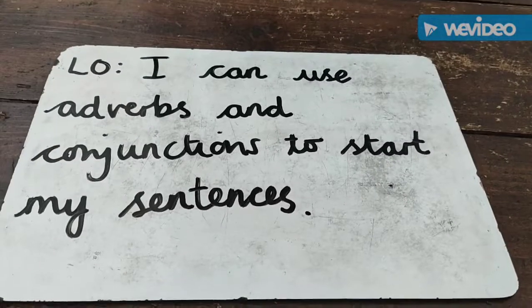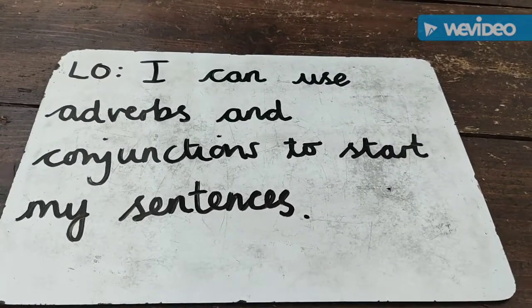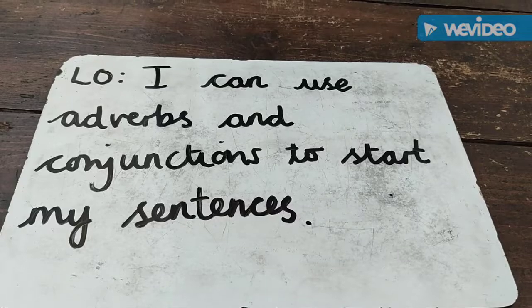So the learning objective today is I can use adverbs and conjunctions to start my sentences. So today, building on all the work that we've done this week so far, we're going to start writing our description of Theseus, and we're going to be pretending to be Theseus going into the labyrinth and fighting the Minotaur.